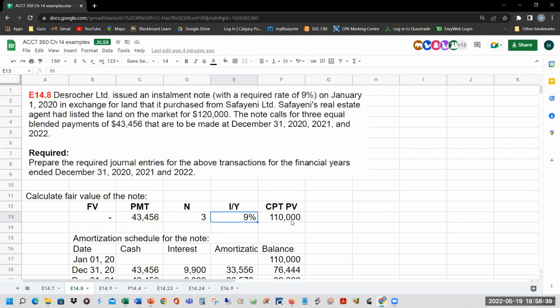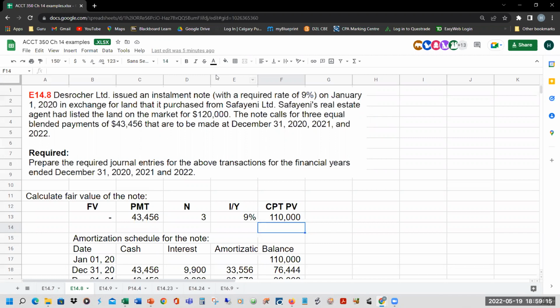Now, if you calculate the PV in this case, the interest rate is 9%, number of payments is three, payments are $43,456, future value or face value is zero, calculate present value. Works out to $110,000. Here, we're going to record the purchase of the land. So debit the land, credit the note payable for $110,000. And then you've got to prepare a note amortization schedule.